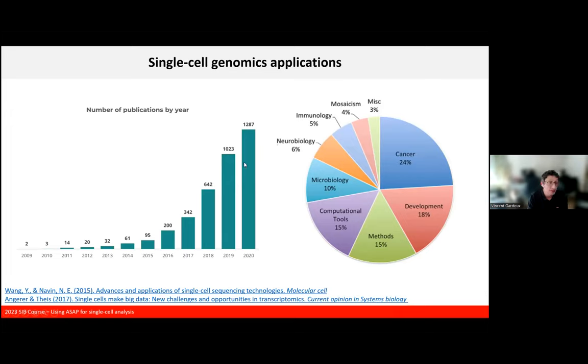There are different types of applications of single cell, of course cancer, but also development, microbiology, neurobiology, et cetera. You name it. It's a field that is really exploding since it was first released, I think, around 2015, at least the first really usable pipelines. Then it really exploded, and nowadays we reach thousands of publications every year. So it's really something that is kind of trendy.